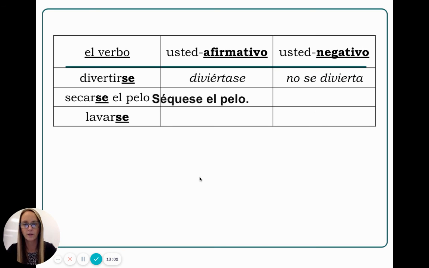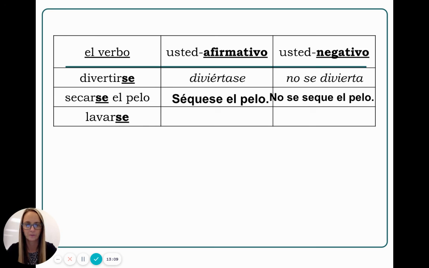And check your work. Séquese el pelo. No se seque el pelo. Lávese. No se lave.